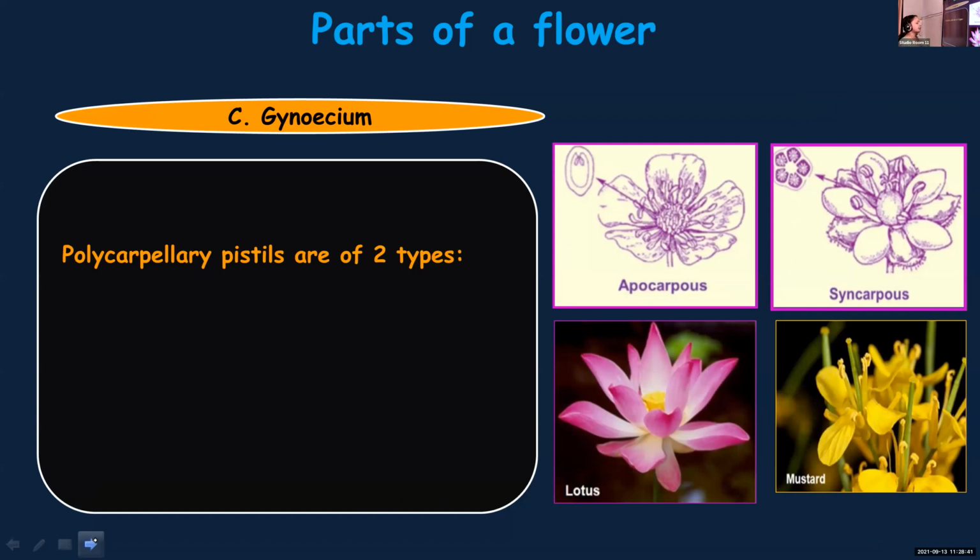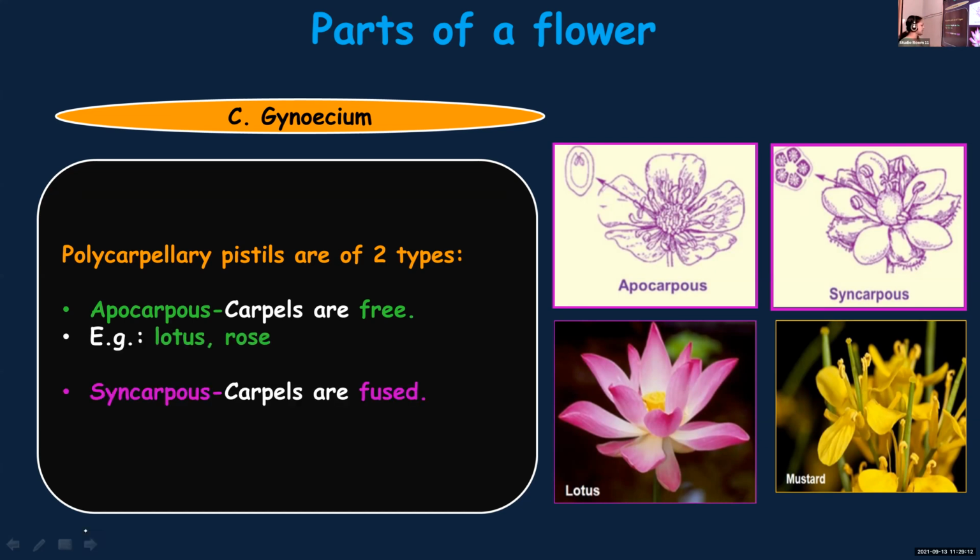And now we are going to see the types of gynoecium, how to classify these gynoecium. I told you gynoecium consists of carpels or pistils. And the number of carpels or pistils can also be different. Sometimes it will be one, and in some there can be many. So polycarpellary, when more than one carpel is present, you can classify them into apocarpous and syncarpous.